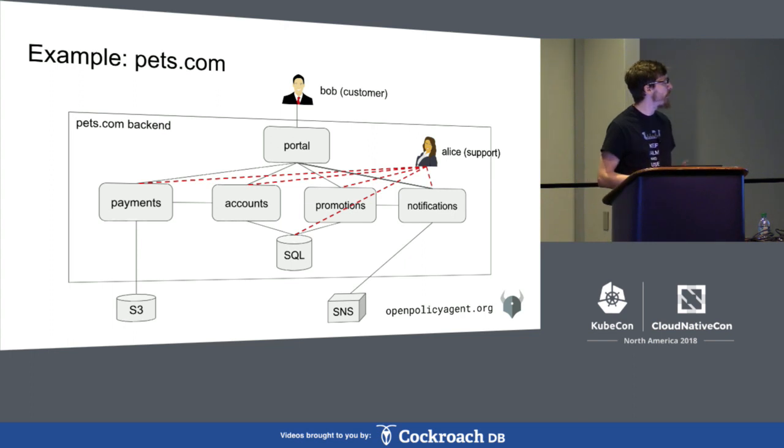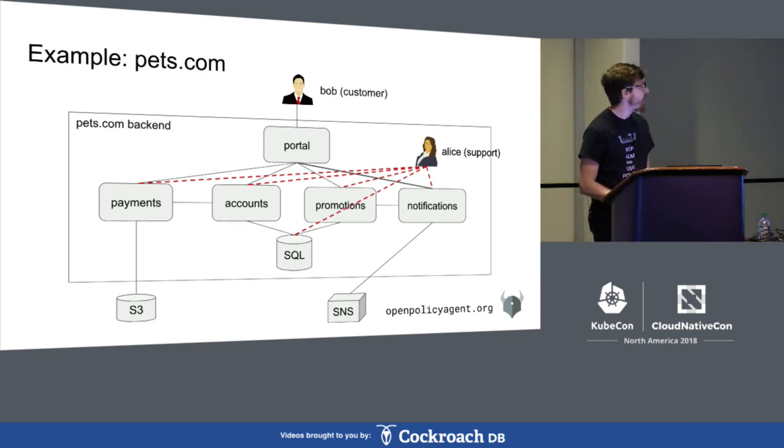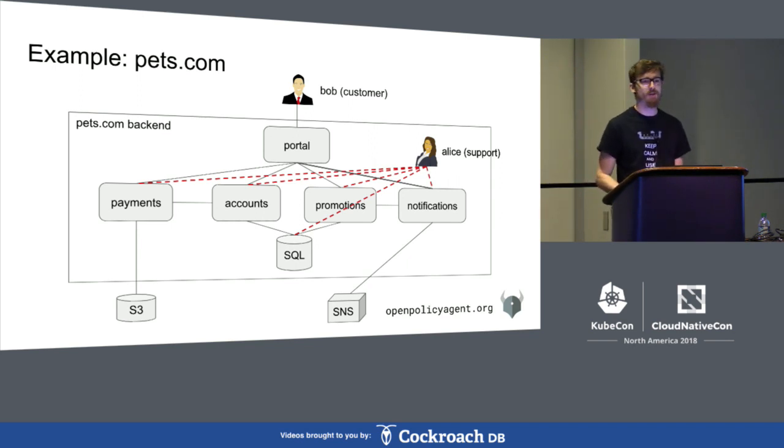This is not great, right? If Alice gets disgruntled and decides to take down the payment service, then we're no longer selling pet food online and our customers are unhappy. Also, if she decides to look up where Bob lives, she can just do that. She can go into the account service and find out all of his personally identifiable information. Again, this is not ideal.